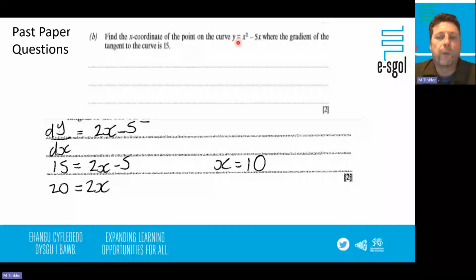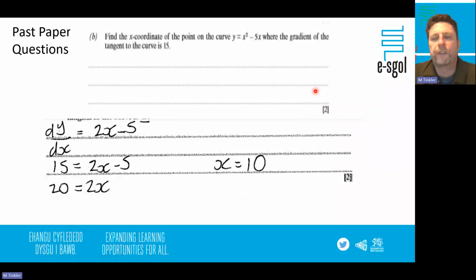So find the x coordinate where the gradient of the tangent is 15. So I've differentiated this bit. Differential of 2x, don't forget the differential of 5x is 5. If you know that linear, the gradient of minus 5x is minus 5 anyway. And then I've replaced the dy dx with the 15. 15 equals 2x minus 5. Add 5 to both sides, 20 equals 2x divided by 2. However you're showing your centre, x equals 10. It's quite straightforward, which is probably why it's only worth 2 marks.